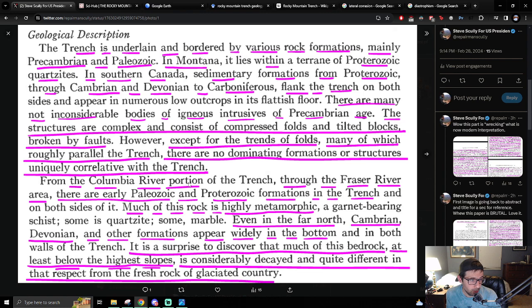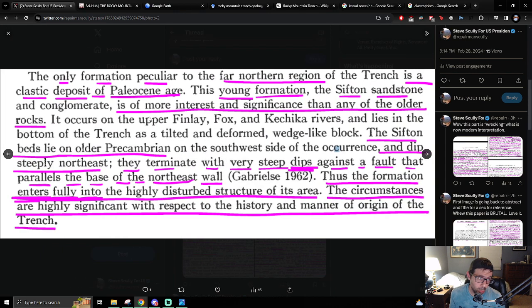From the Columbia River portion through the Fraser River area, there are early Paleozoic and Proterozoic formations in the trench. Much of this rock is highly metamorphic. Even in the far north, Cambrian, Devonian, and other formations appear widely in the bottom of the trench. It is a surprise to discover that much of this bedrock, at least below the highest slopes, is considerably decayed and quite different in that respect from the fresh rock of glaciated country. So again, it doesn't look just straight carved by glaciers, is the point.